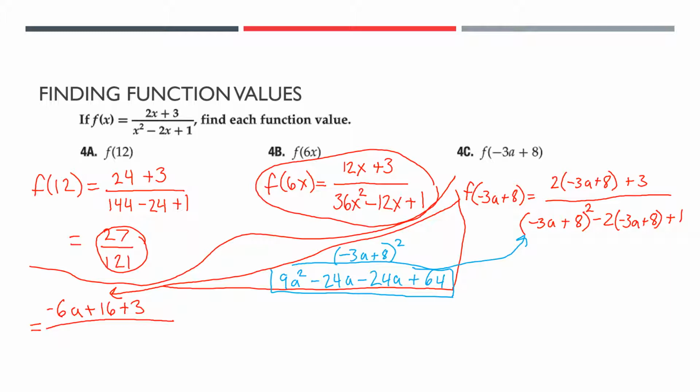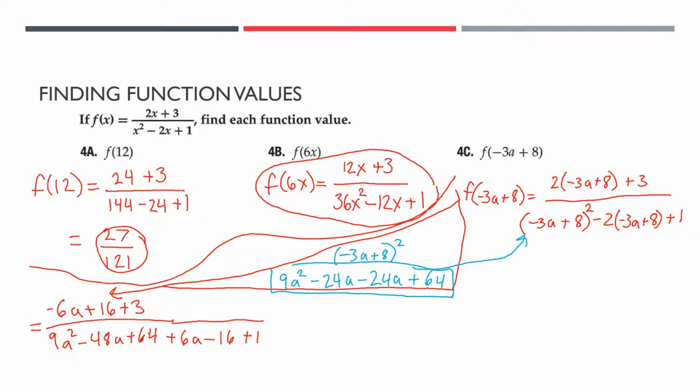And we now have 9a squared minus 48a plus 64. And then I have this negative 2 times negative 3a, which will be plus 6a. And then negative 2 times 8 is minus 16 plus 1.